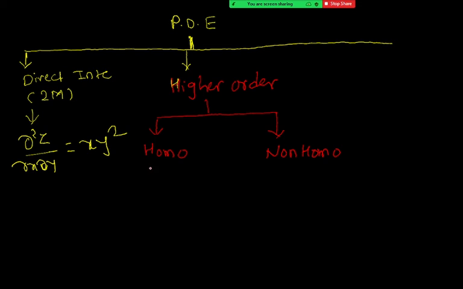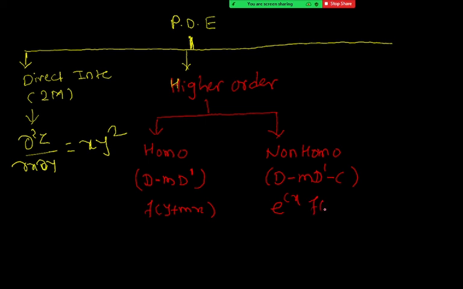Generally, the factor for homogeneous comes in this form, D minus mD dash only. Here the factor comes D minus mD dash minus c. So the corresponding yc we write as f of y plus mx only, but here we write e raised to cx into f of y plus mx. That is about the CF part. PI methods are the same for both cases, so there is not a problem.